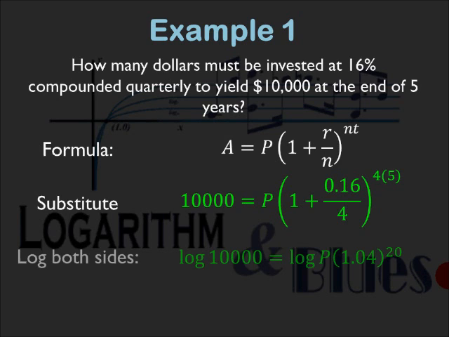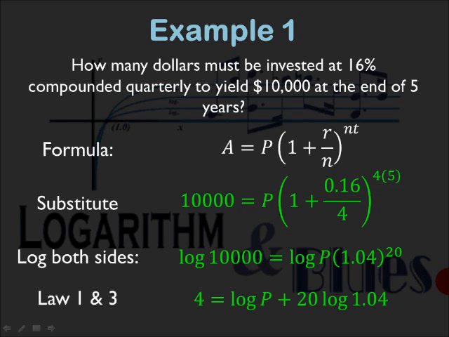So let's simplify this a little bit. I first changed this into 1.04. 0.16 divided by 4 is 0.04. So 1.04 to the 20th power. I took the log of both sides. Now, what you have here is a log of a product of 2 numbers, P and 1.04 to the 20th power.